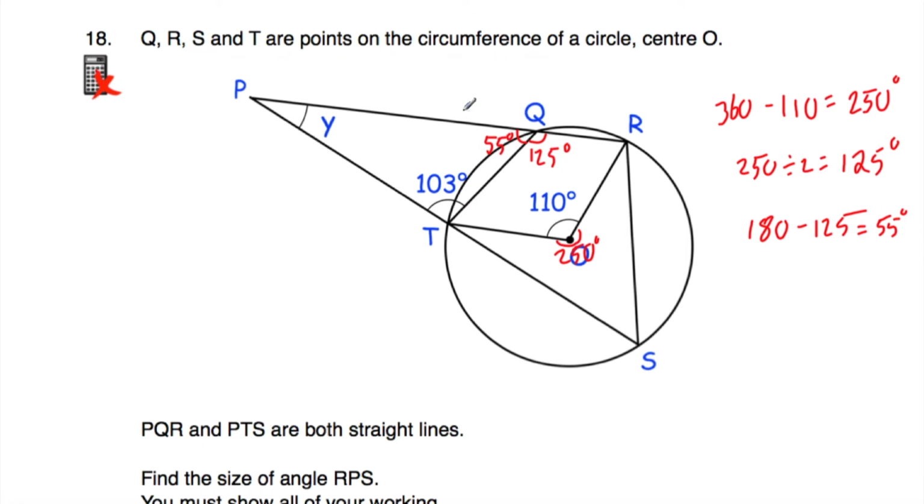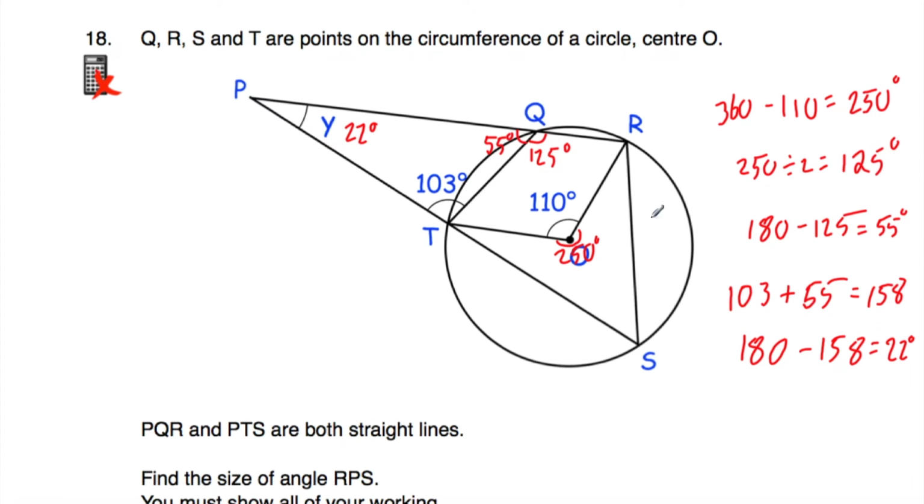That's fantastic. We're left with a triangle. The triangle is PQT, and these three angles will add together to be 180 degrees. So let's add the two that we know, the 103 plus 55, that's equal to 158, and then if we do 180 take away 158, that's equal to 22 degrees. So that means the angle Y is 22 degrees.